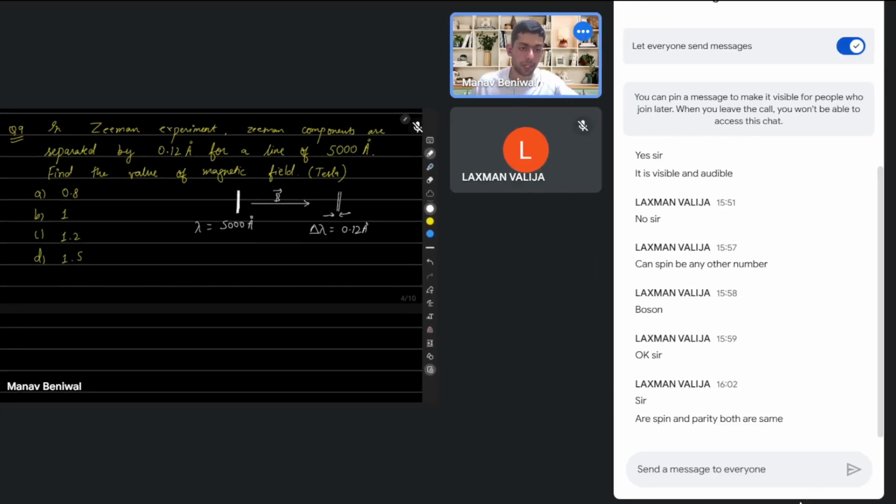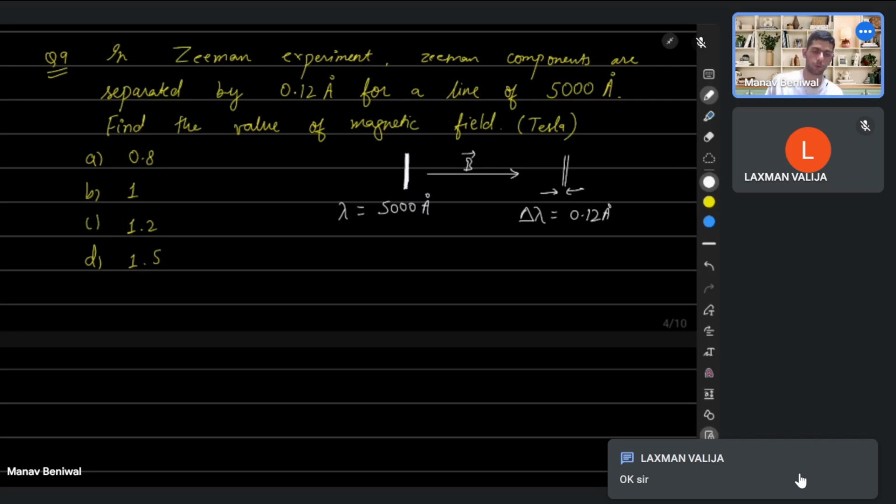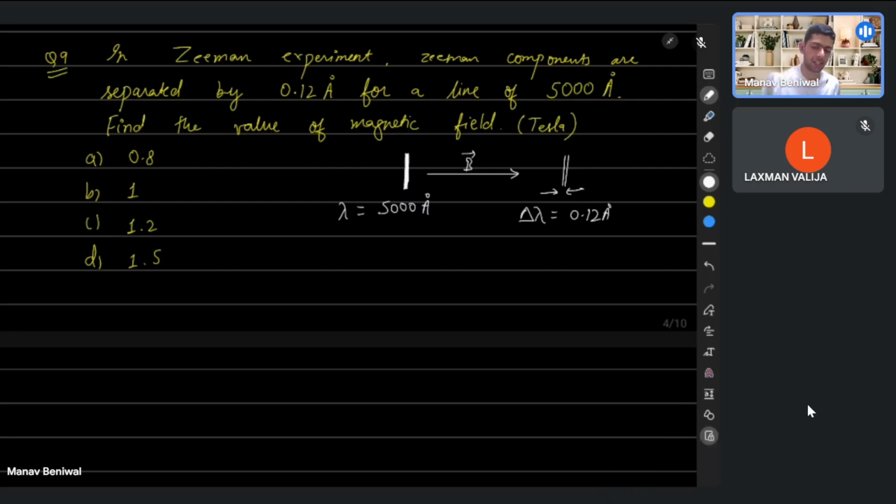Are spin and parity both the same? No. Spin and parity are not the same. They are different properties, as far as I know. For parity, we generally talk in particle physics. I don't think it is in the syllabus. But as far as I remember, both are different things.